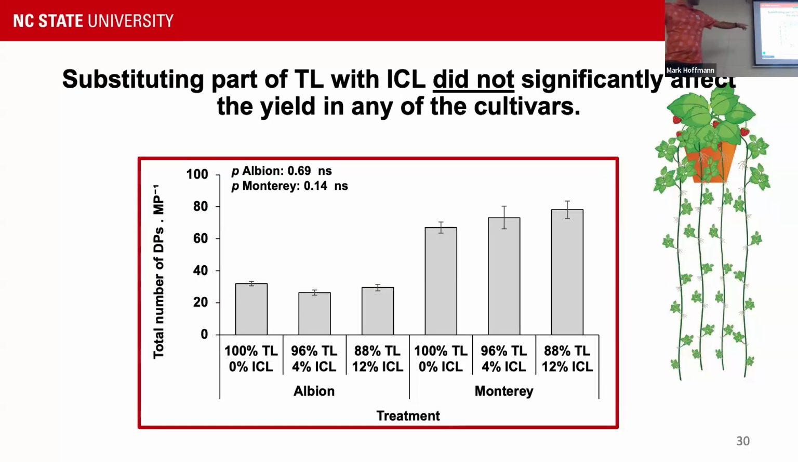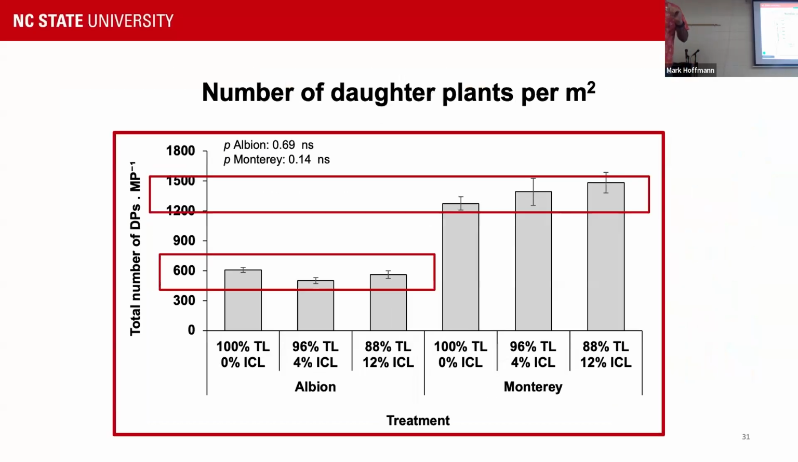You can see in Albion it's like 20 to 40 daughter plants per mother plant. In Monterey, we got 60 to 80 at 19 plants per square meter. Over which time? 10 weeks, the table that I showed. Based on per square meter, you can see Albion is around 350 to 650. Monterey is around 1200 to 1,500 plants per square meter.